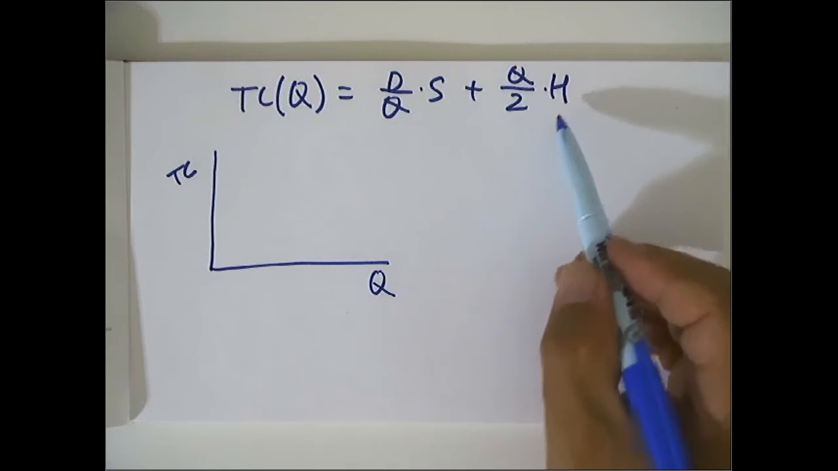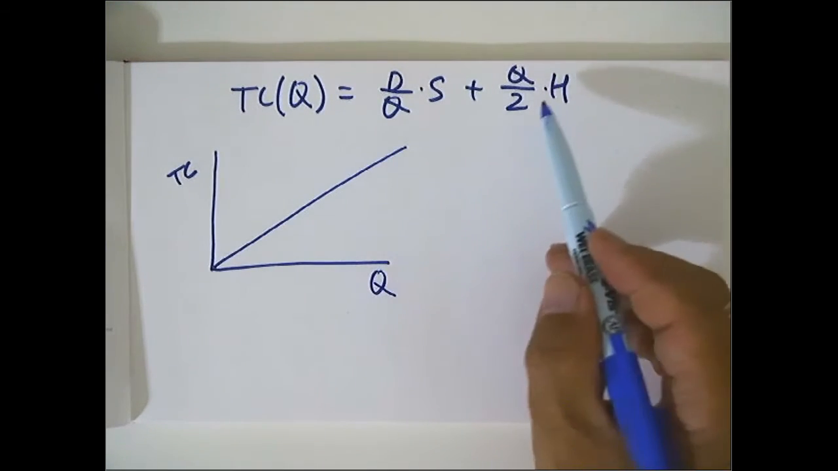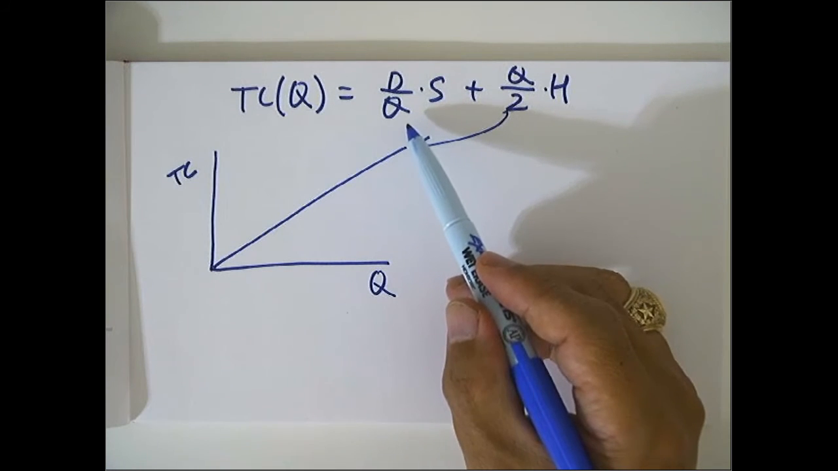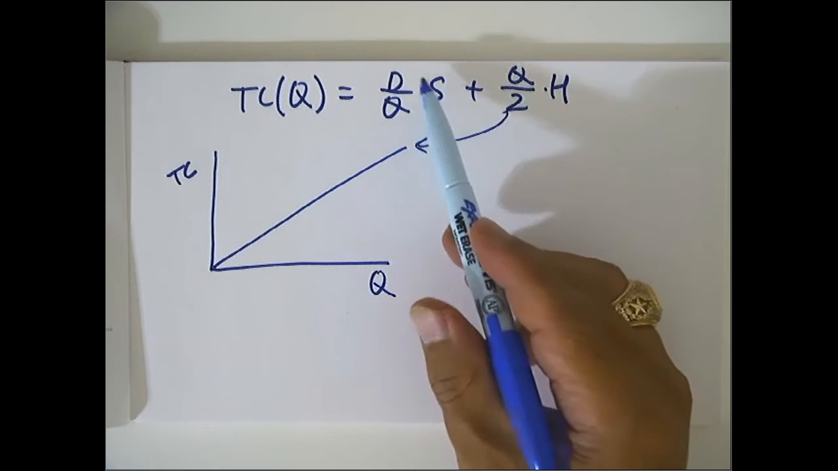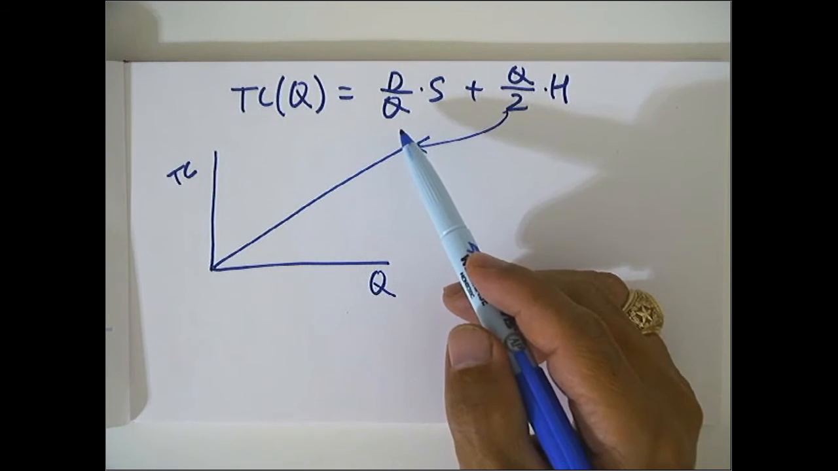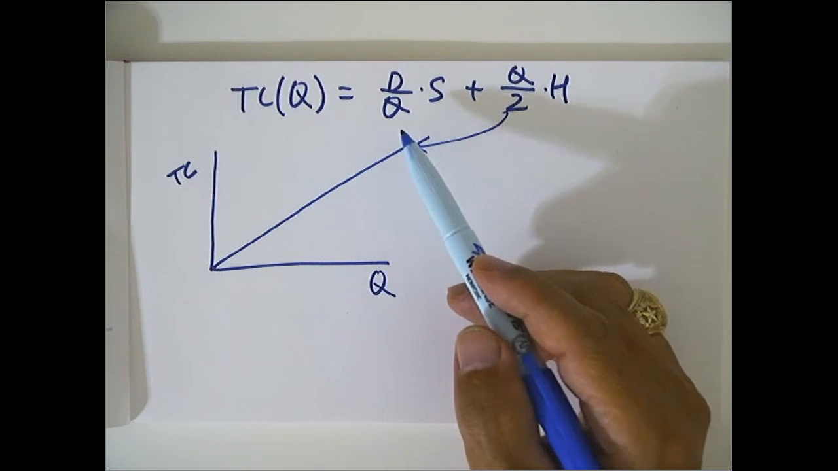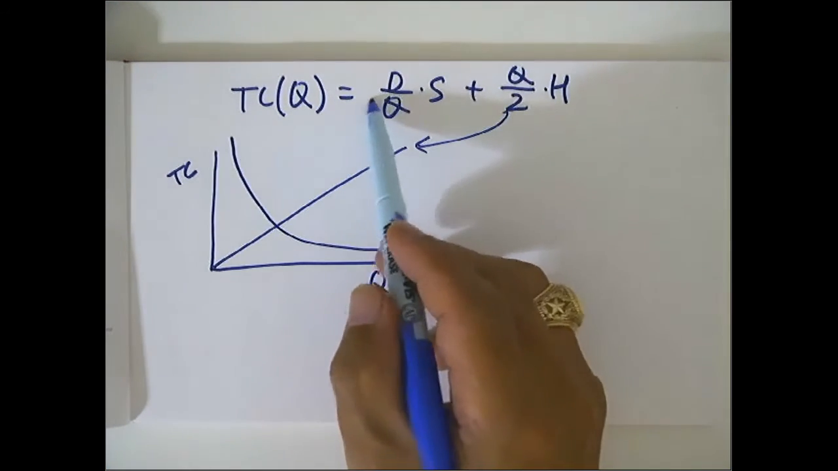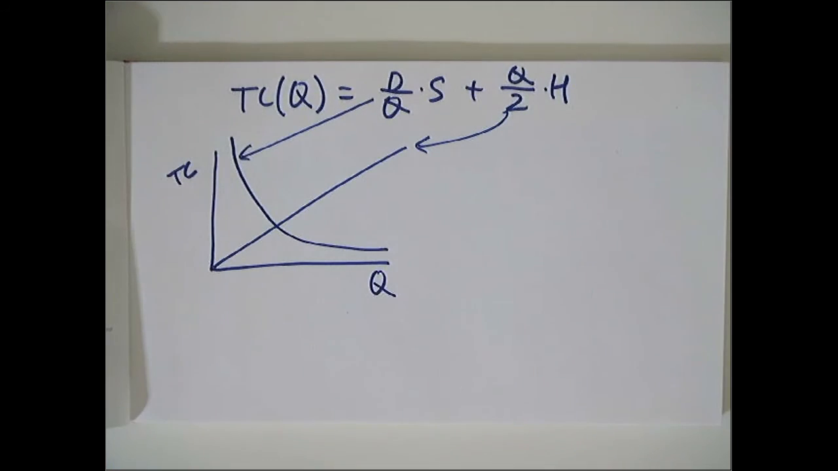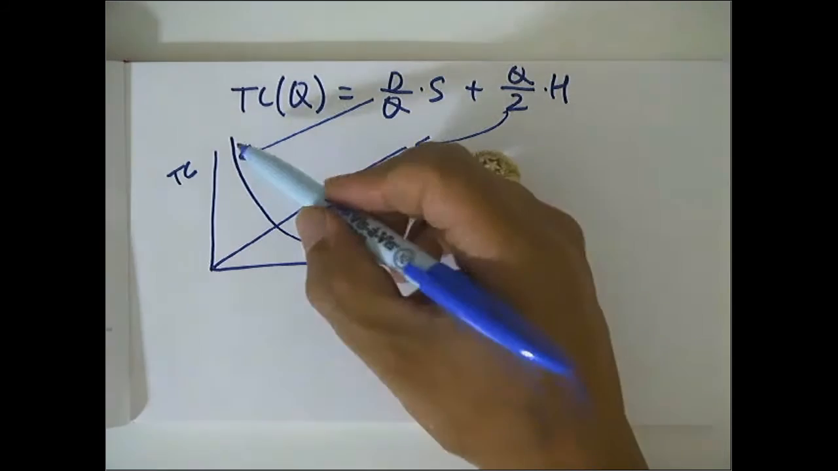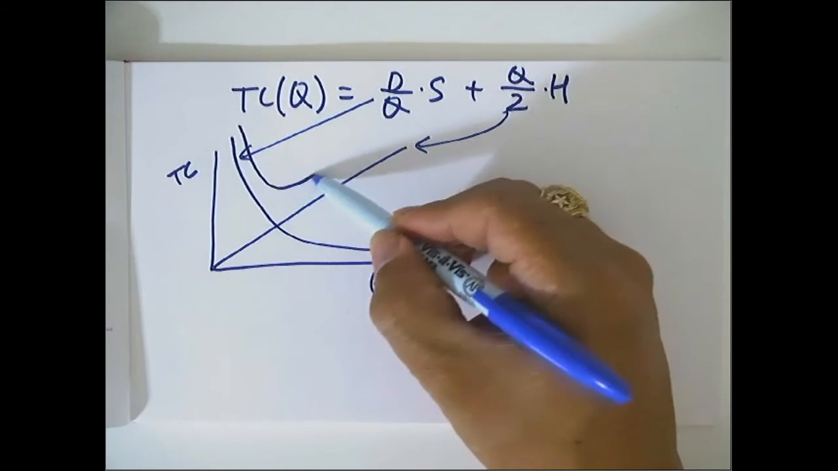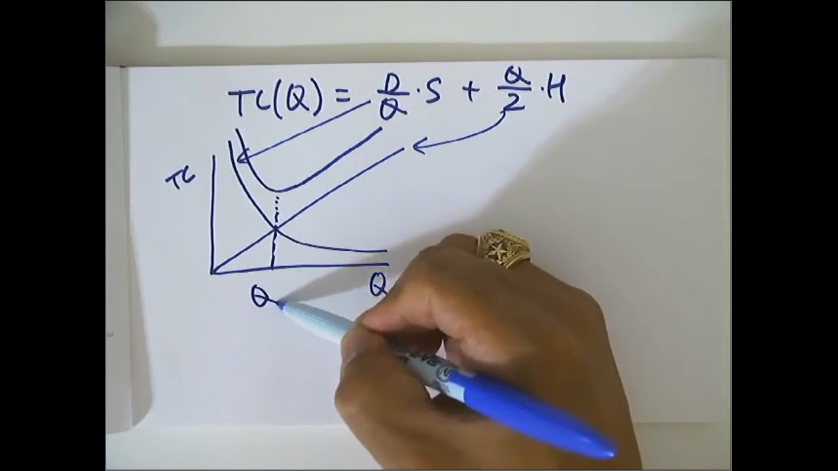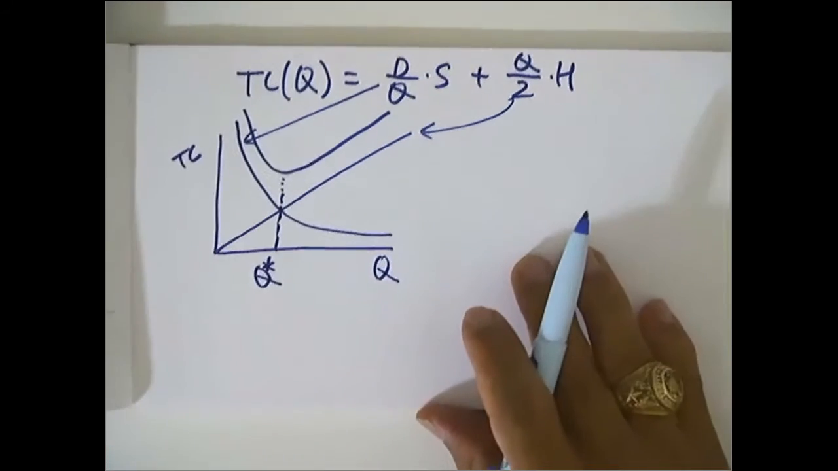Now let's consider quantity Q and the total cost value. The holding cost is a linear function. The setup cost is a 1 over Q function, a decreasing function, and it looks like this. Then we have to add these two. If you add these two, the total cost function looks like this. And this quantity is the optimal quantity Q star.